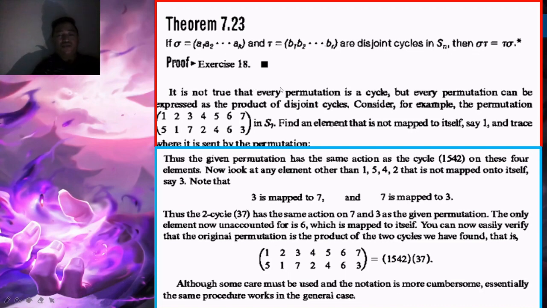So, it is not true that every permutation is a cycle. So, every permutation can be expressed as product of disjoint cycles. Okay, di man tanan permutation ma-cycle jud, di na siya matuyok kan mag-isa lang ka-cycle. So, consider the example, the permutation kanisha in S7. Find an element that is not mapped to itself, say 1, and then trace where it is sent by the permutation.